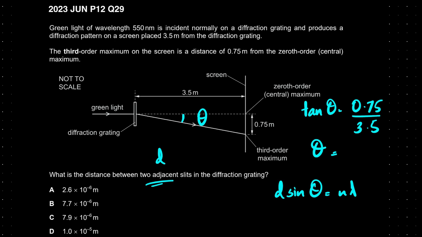Again, this is not really a difficult question. Somebody who has done even a bit of practice can probably identify that you need to find theta here. So the answer is supposed to be C, 7.9 times 10 to the negative 6 meters.